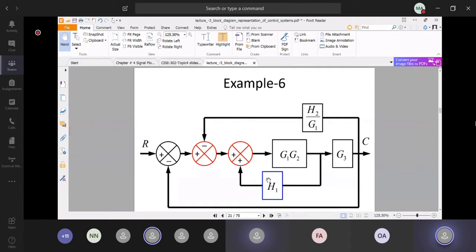If the feedback is negative, then below you will have 1 plus. If the feedback is positive, then you have 1 minus. In the simulation, no need to add the sign of the feedback. But here in the blocks, usually they will give you a positive or negative. If it is positive, it will be G1 multiplied by G2 over 1 minus, because here is positive feedback. So it will be 1 minus G1 G2 multiplied by the feedback gain.